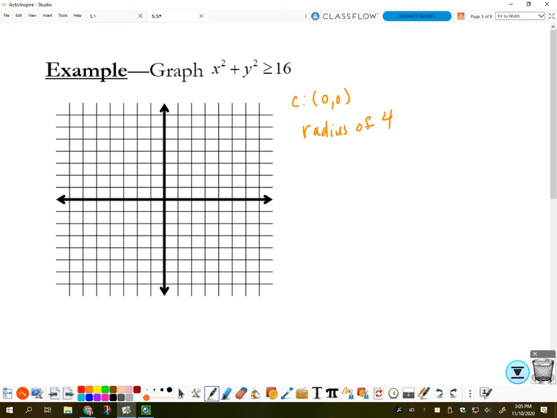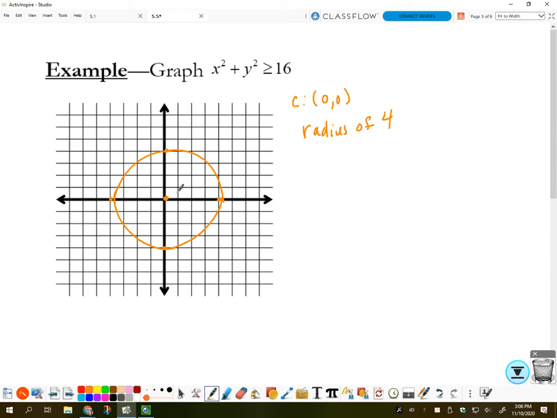Alright, so this one we have a center at 0, 0. From there, we're going to go out 4, and again, we keep it simple. Just go out 4 in the main 4 directions. And we're going to draw a circle. This one has an equal to, so we're going to draw a solid circle. And we're going to pretend that it actually looks like a circle, and not something weird. Alright, so with circles, greater than is outside, less than is inside.